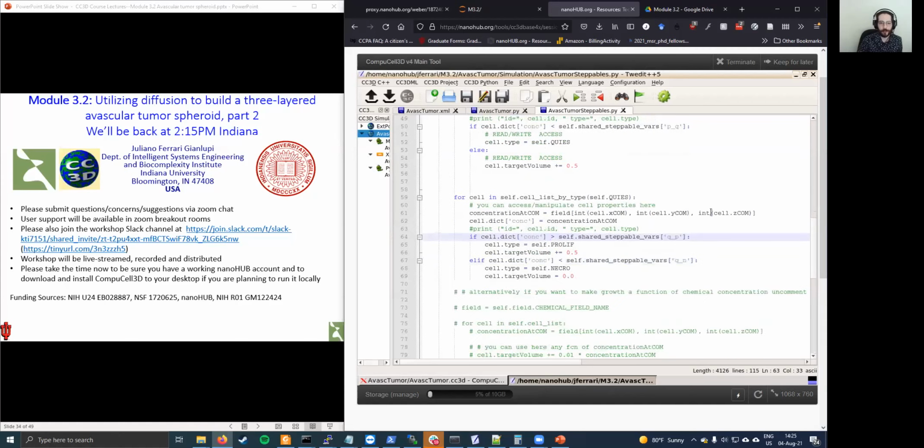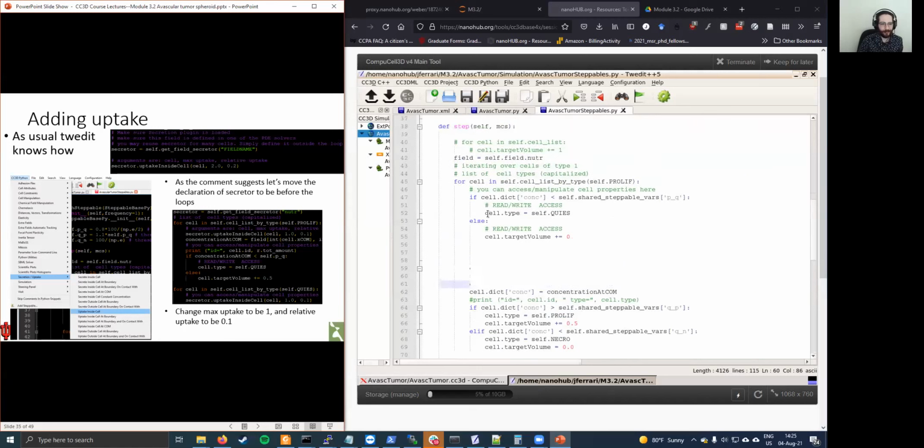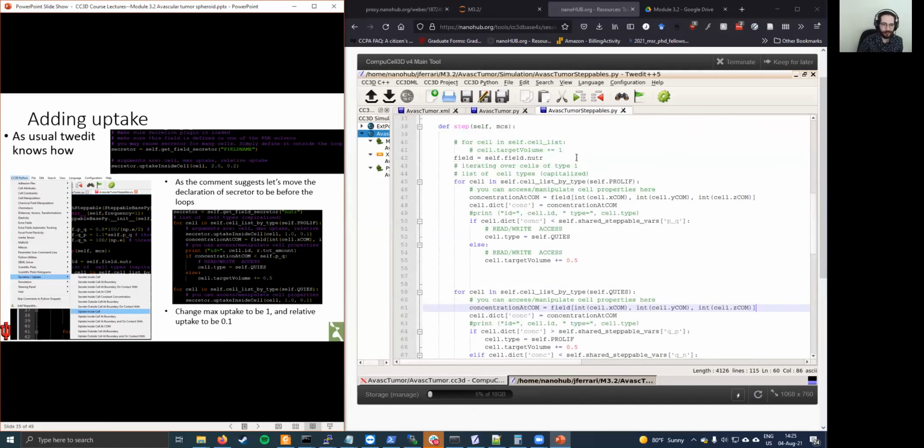And now what we are going to do is, instead of using the measurement at the center of the cell, we are going to have the cell's uptake from the nutrient field, and we are going to use that as a basis. So, as usual, Twedit knows how. Although in just a minute, Twedit won't know how. But that's spoilers. So what I'm going to do is I'm going to come here before my first loop.